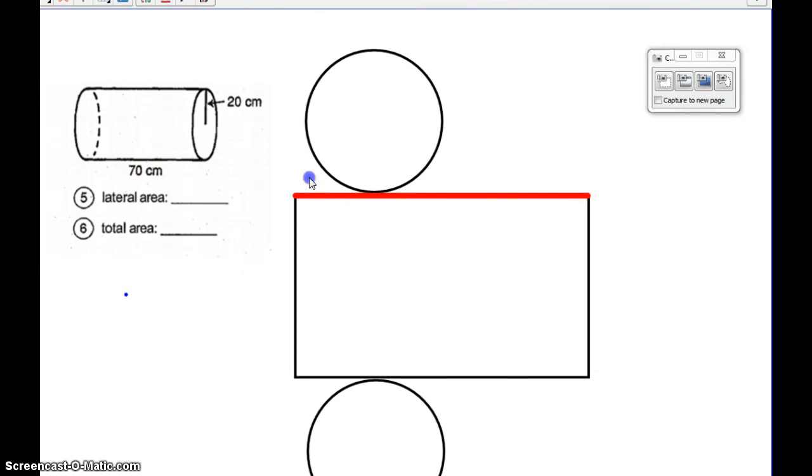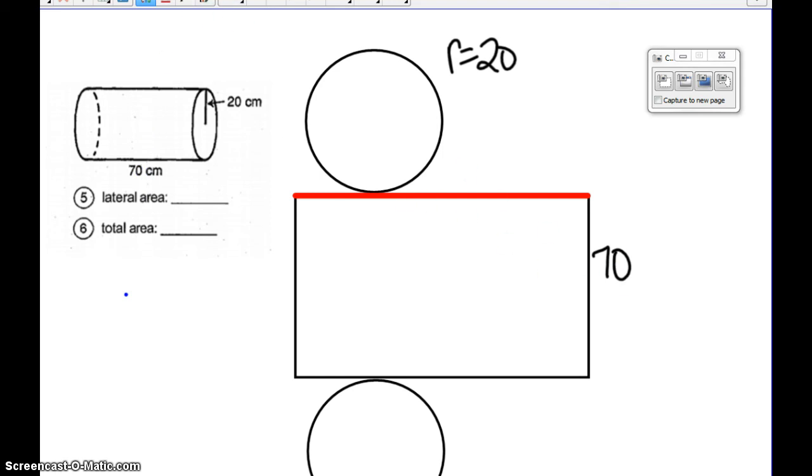Let's draw this every time, because it will just help your brain to see it better. So I know that my radius is 20, and my height is 70. Now, sometimes people think that this is the height, but it doesn't matter if it's standing up or laying on its side. 70 is going to be my height.